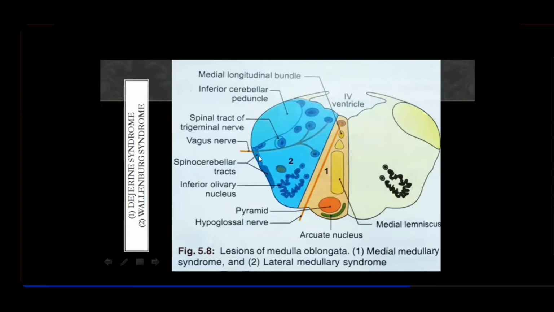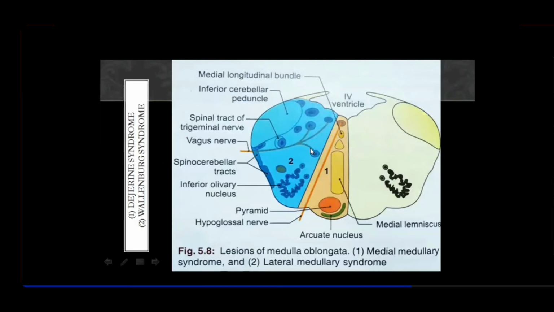Then ataxia of the same side. Then vagus, like, vagus में क्या है? Vagus भी नहीं है, खाली 9th है, 10th है, 11th. All of them nuclei they are here, and what includes is nucleus ambiguus है. तो nucleus ambiguus जाएगा तो क्या होगा?